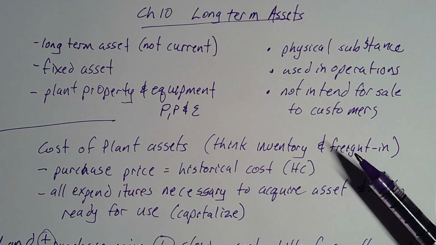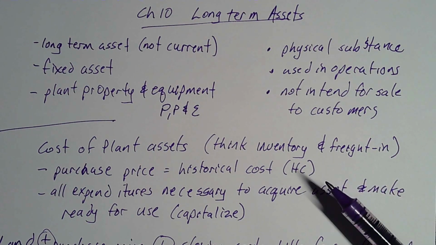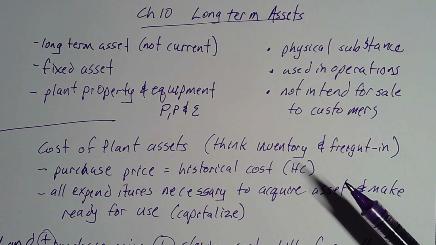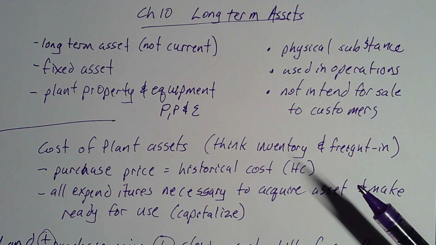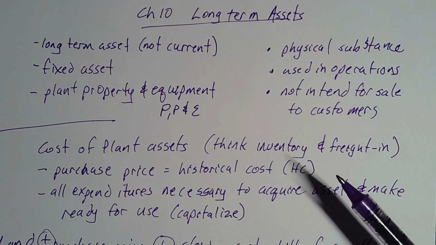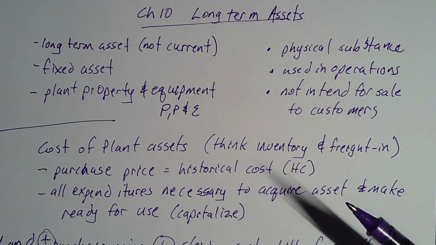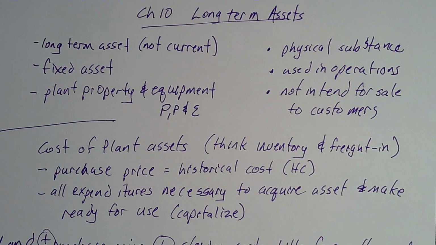And remember, when we talked about inventory, we said that freight in gets included in the cost of inventory. In other words, when we buy something, however much it costs us to ship it to ourselves, for it to be ready to be sold, we would also include that as part of the inventory cost, because that's a cost we need to recoup. Something similar applies with long-term assets: anything that we need to pay to get a long-term asset ready for use, we're going to include in the original cost. So it'll always be the purchase price, plus a bunch of other things. So let's go ahead and look at a couple of these categories.